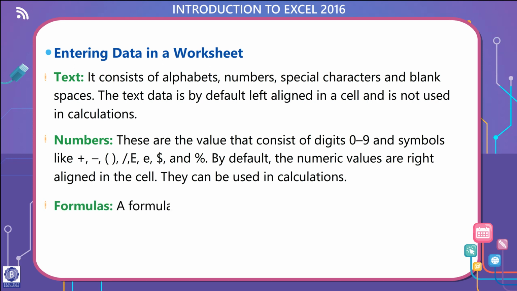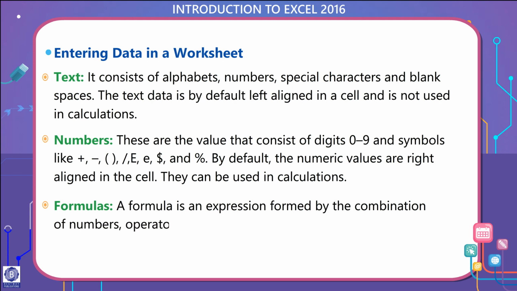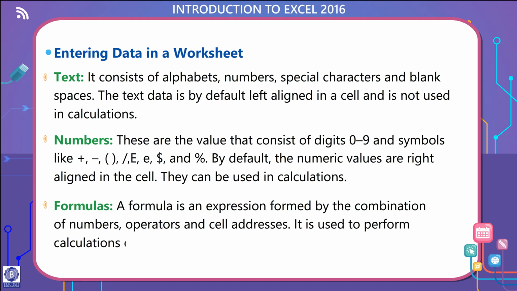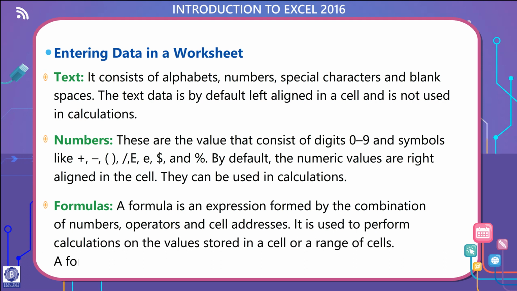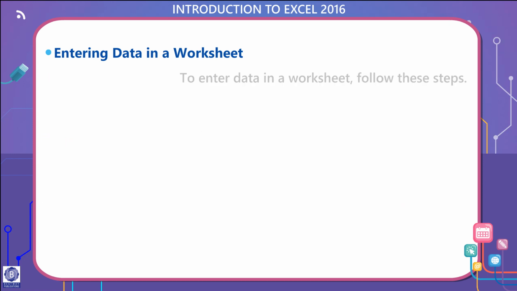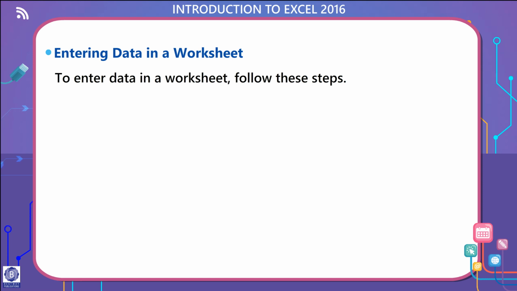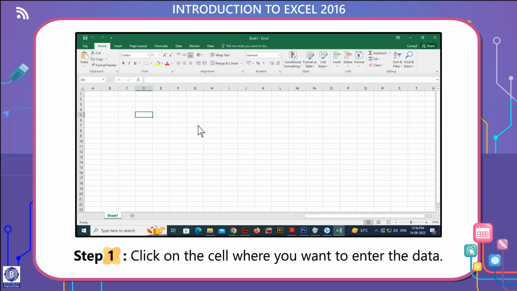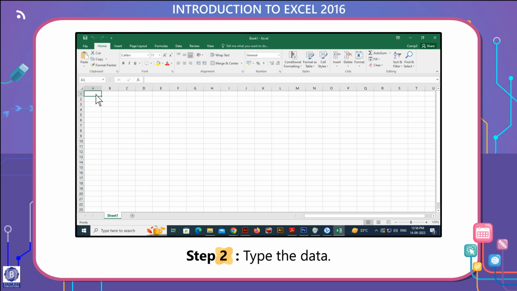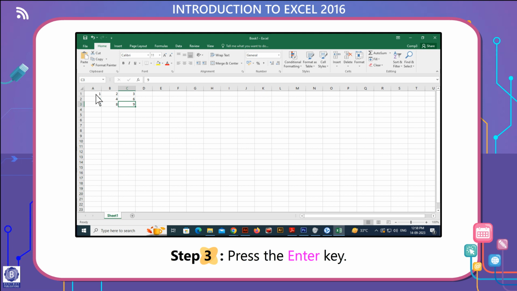Formulas. A formula is an expression formed by the combination of numbers, operators, and cell addresses. It is used to perform calculations on the values stored in a cell or a range of cells. A formula in Excel begins with an equal to sign. To enter data in a worksheet, follow these steps. Step 1. Click on the cell where you want to enter the data. Step 2. Type the data. Step 3. Press the Enter key.